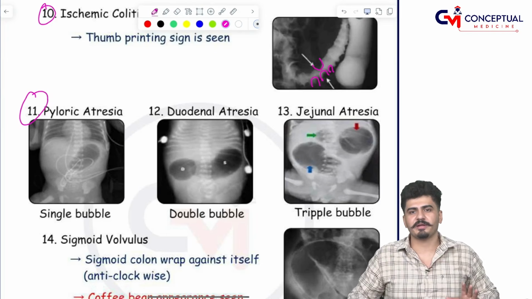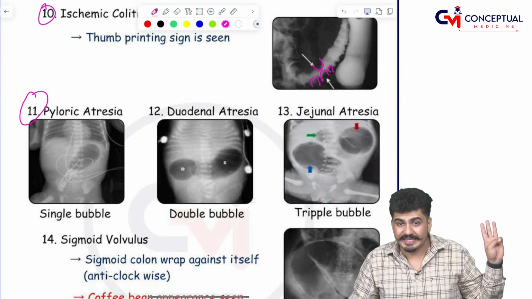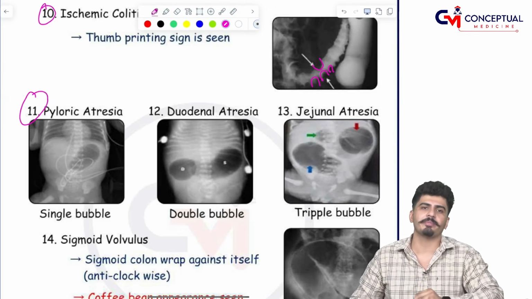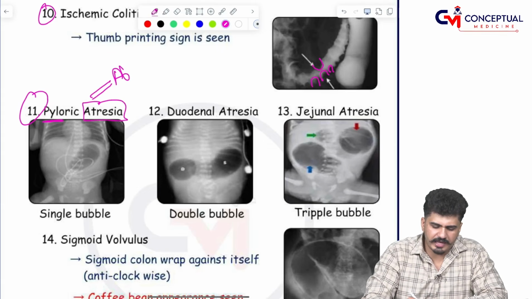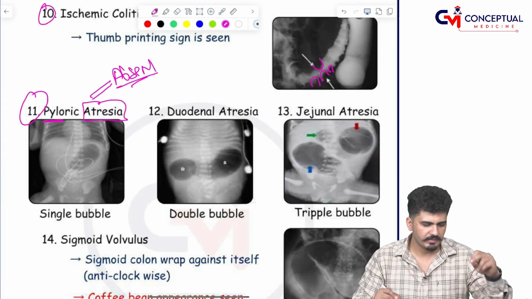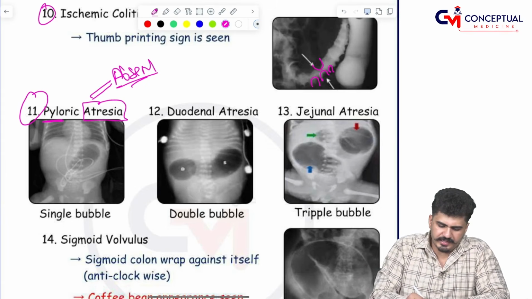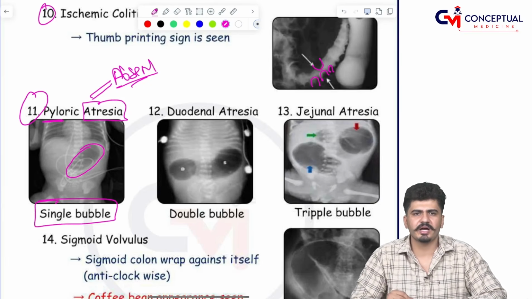Then coming to the different types of bubbles. Bubbles are asked multiple times. As I told you, these topics belong in the 30% which is easy questions in the exam. So first of all, let's talk about pyloric atresia. What do you mean by atresia? Atresia means absent. Some structure is absent. In pyloric atresia, you are going to see the single bubble sign.